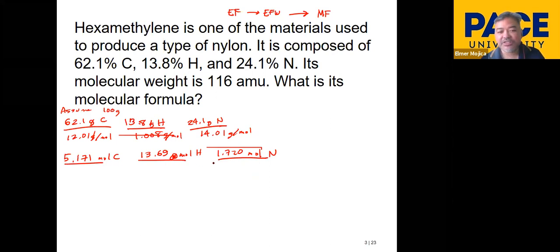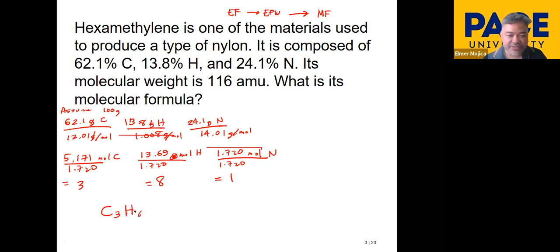What do we do? We divide it with the lowest number of moles. And then you end up with what? So this is 3, this is 8, this is 1. And since you see that this is the simplest whole number ratio also, so you can say this is the empirical formula, C3H8N.